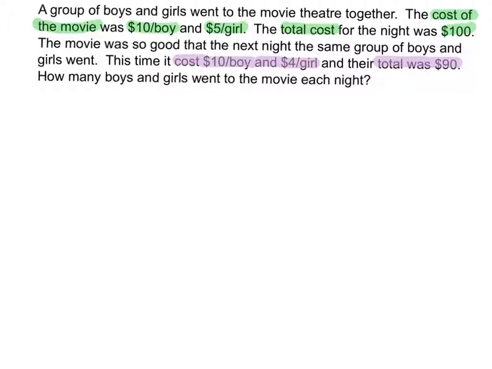All right. So the first night, our equation would be: $10 per boy. So if there were 3 boys, it would be 3 times 10 to find the cost. So our equation for the first night is 10b, 10 times $10 per boy, plus 5g equals a total of $100.